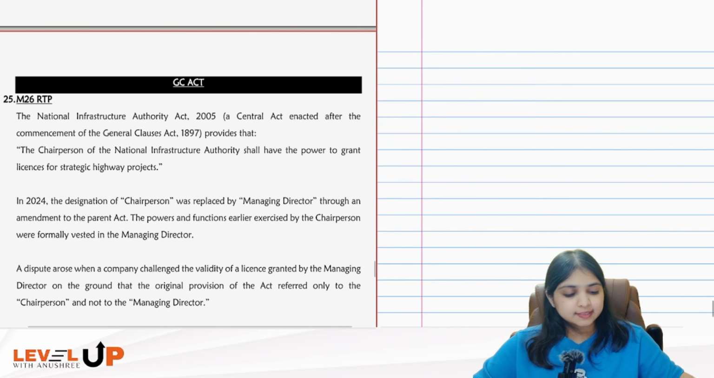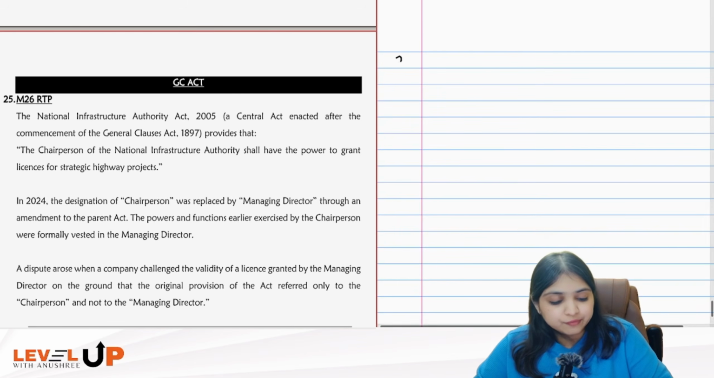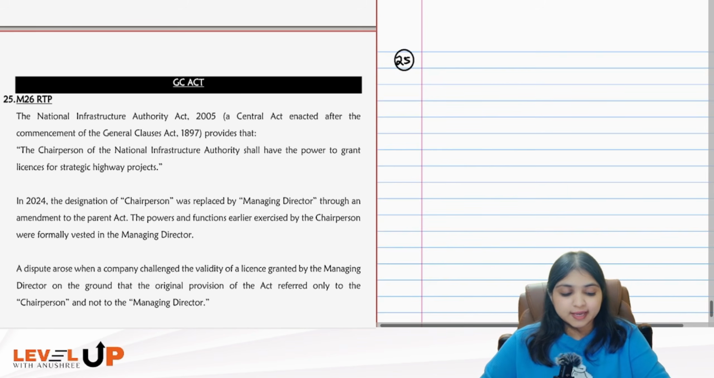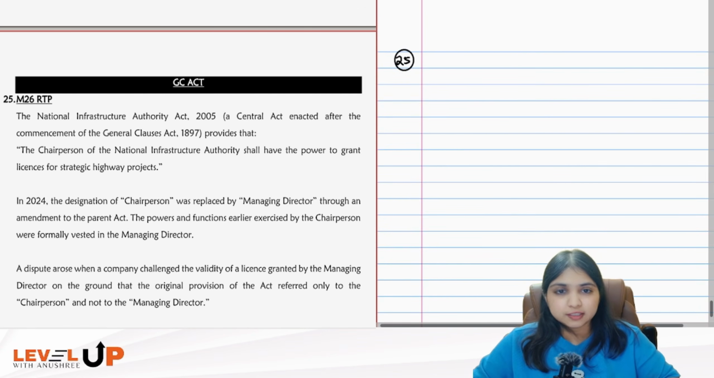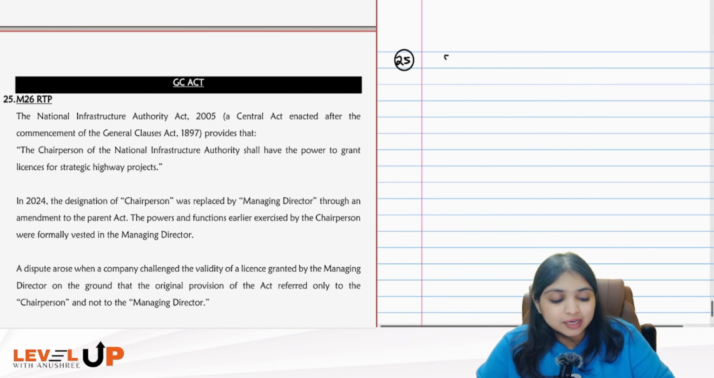Now come on guys, let's come to question number 25. We are moving on to our General Clauses Act now. I'll just quickly remind you about a particular section first, then we will enter into the question. We're talking about Section 17 and Section 18 of the GC Act.